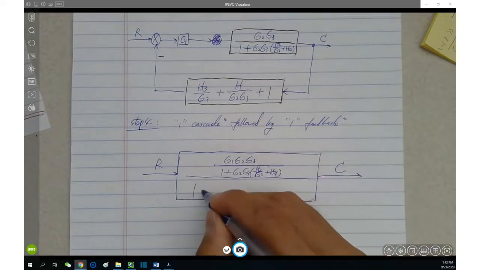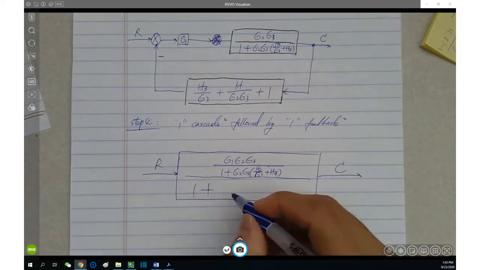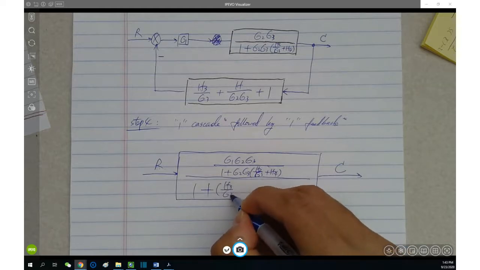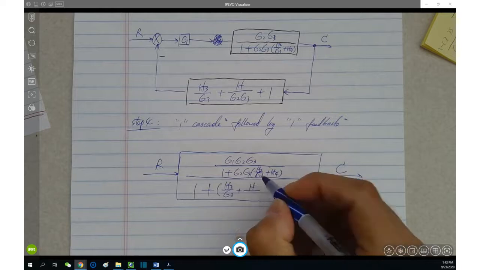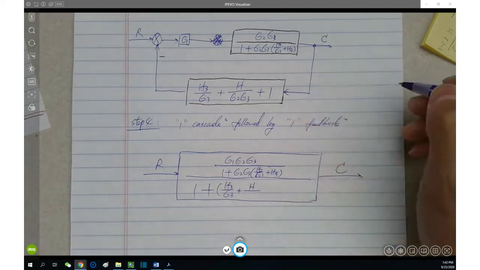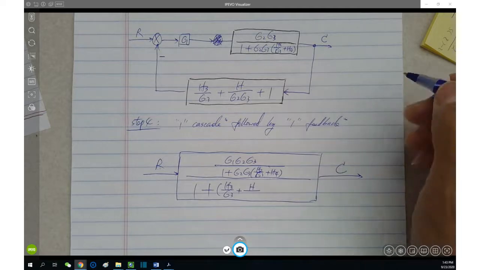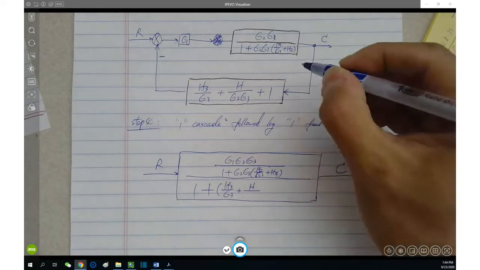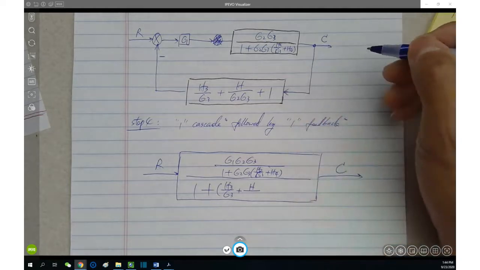Denominator is 1 plus. Oh my gosh, this is quite a bit, right? This is H what? H1.